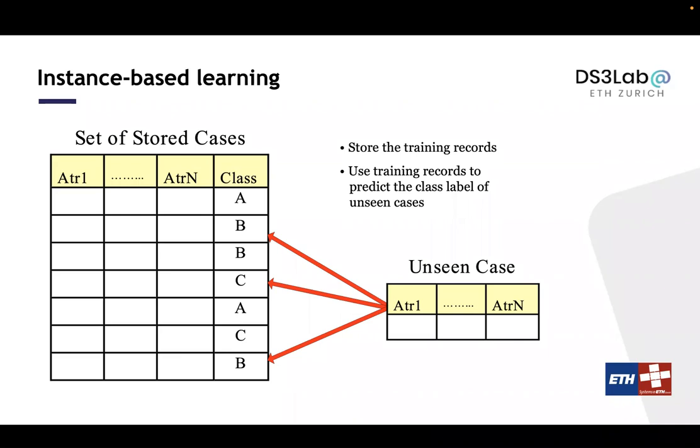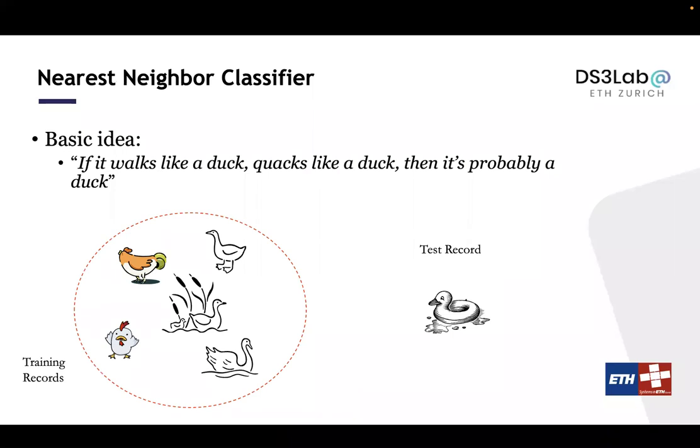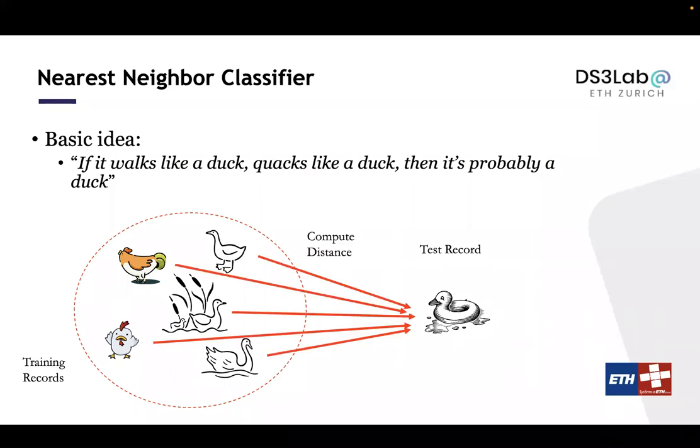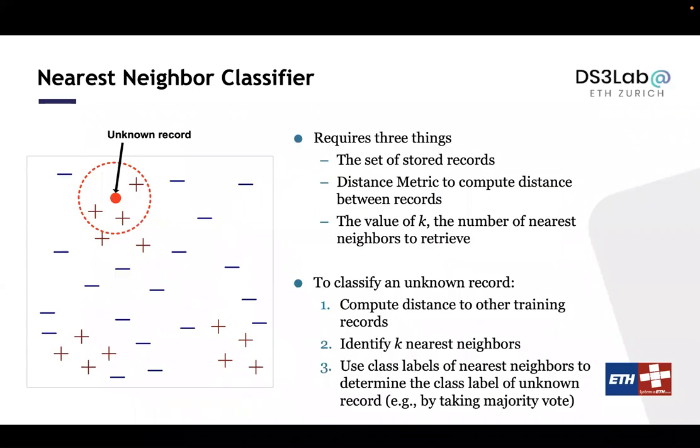Once you store all those training records, we can use those training records, without training a model, to predict the class label of an unseen case. The high-level idea is that if you have a whole bunch of animals and you have another test record, you can try to find the most similar examples by computing the distance. You pick the top k nearest records, given some distance metric, and then you take their labels and aggregate them. It's a very simple intuition, but extremely powerful. It gives you something called a k-nearest neighbor classifier.